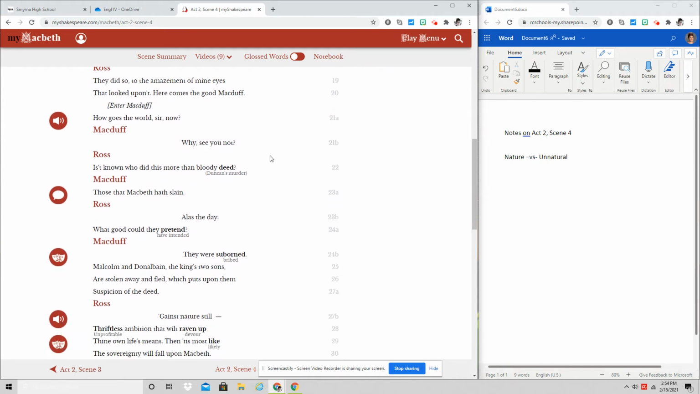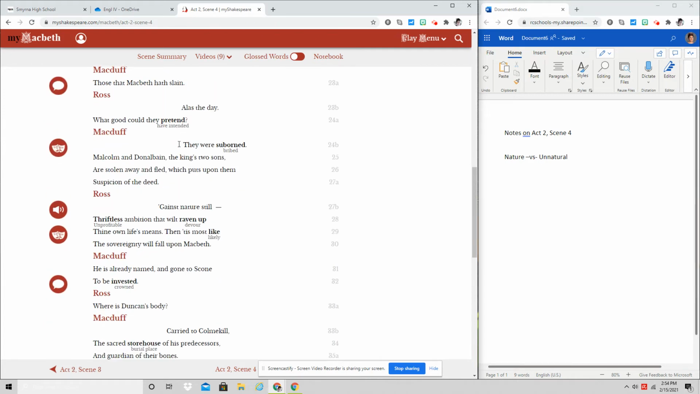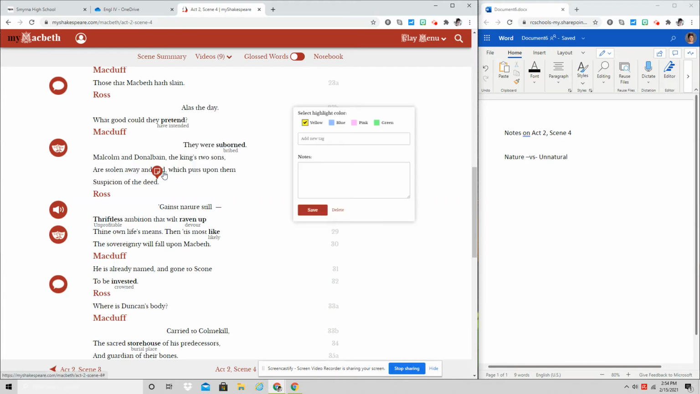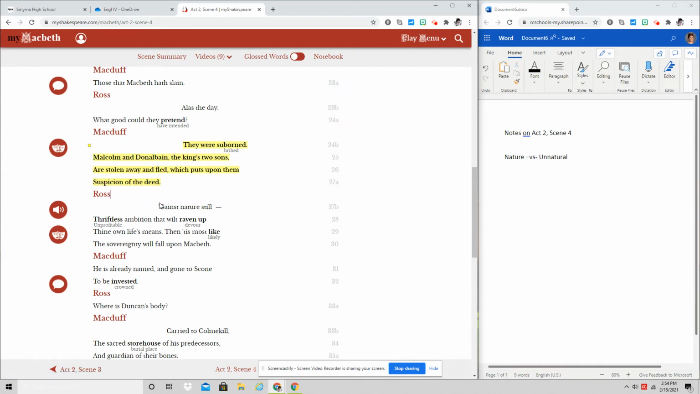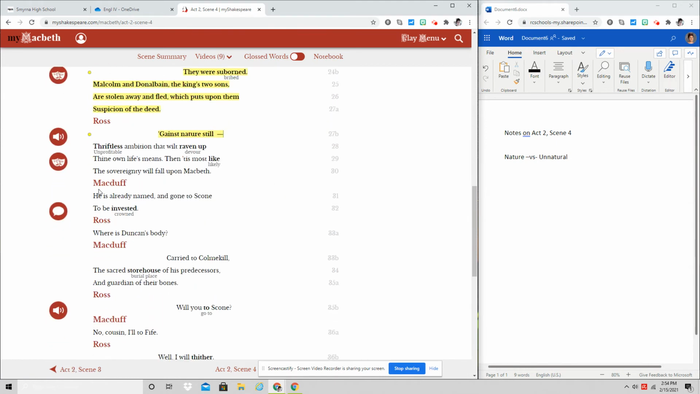How goes the world, sir, now? Why, see you not? Is't known who did this more than bloody deed? Those that Macbeth hath slain. Alas the day, what good could they pretend? They was suborned. Malcolm and Donalbain, the king's two sons, are stolen away and fled, which puts upon them suspicion of the deed. Gainst nature still. Thriftless ambition that will raven up thine own lives means. Then 'tis most like the sovereignty will fall upon Macbeth. He is already named, and gone to Scone to be invested.